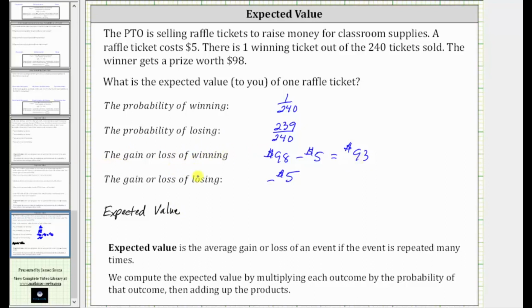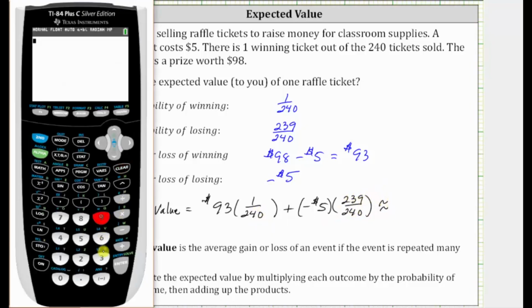Again, if you win, you gain $93. So we have $93, and we multiply by the probability of winning, which is 1 divided by 240, plus the second outcome, which is that you lose. If you lose, you lose $5, so the outcome is negative $5, times the probability of losing, which is 239 divided by 240. Now we determine the sum of the products using the calculator and round to the nearest cent.